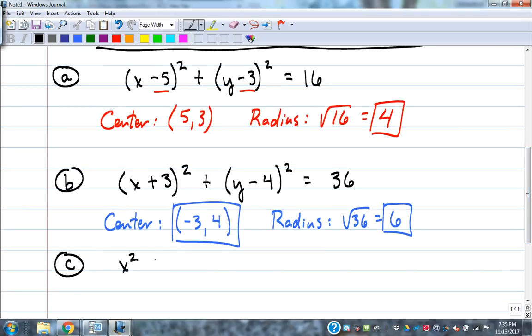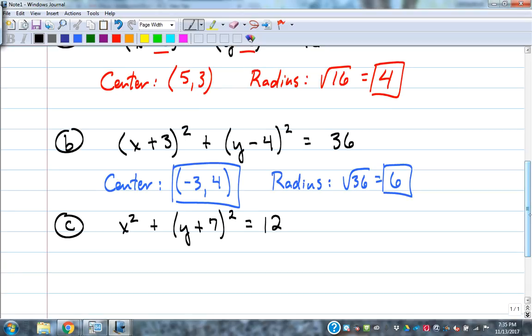Let's do another. Throw a curveball at you here. It's a little different, change of speed. But if you ever played baseball, this is what you call the hanger. It's just sitting there spinning, waiting for you to hit it. There's no parentheses on the x. So what's the x value of the center? 0. There's nothing there, so it's 0. And then the y value, negative 7. Opposite of plus 7 is negative 7.